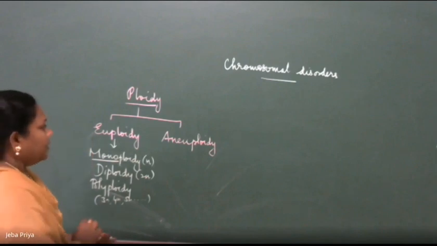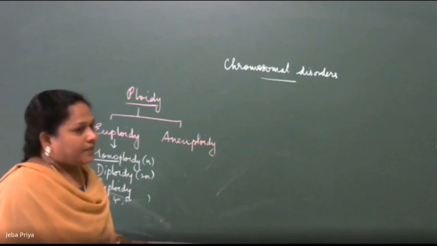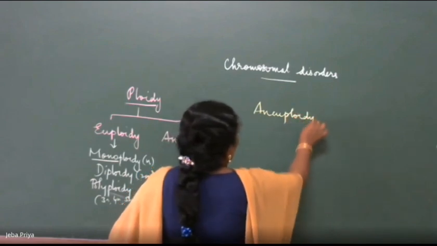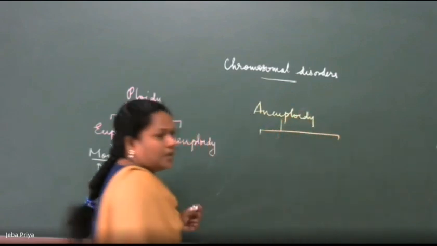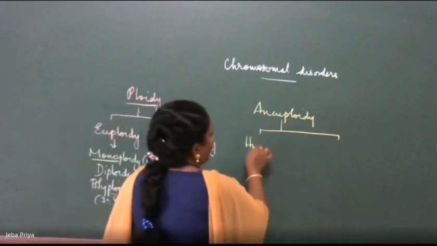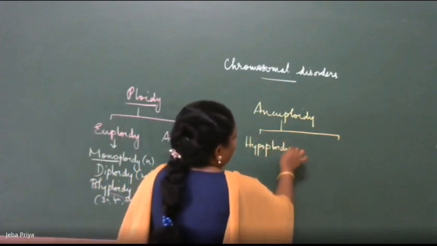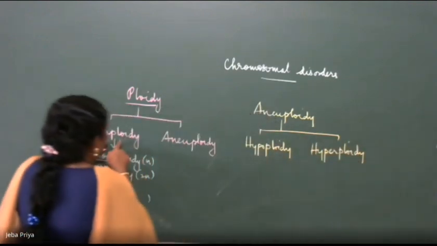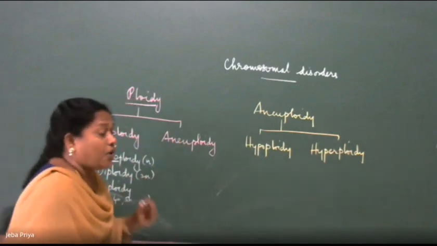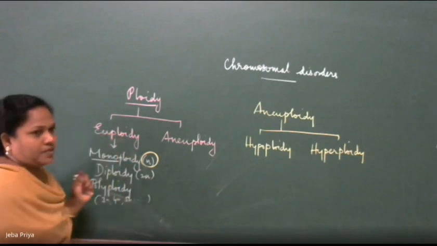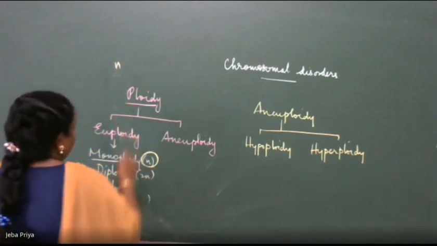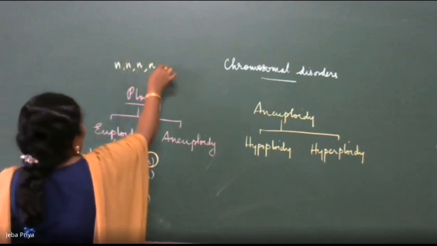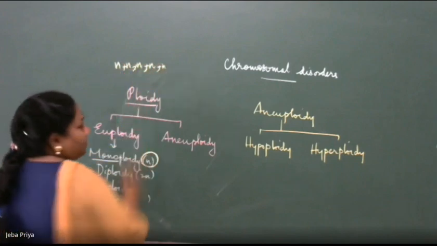And next, when you talk about aneuploidy, what is this aneuploidy? Under aneuploidy you have two divisions: one is called hypoploidy, and the other is called hyperploidy. The difference between euploidy and aneuploidy is that euploidy is always mentioned in terms of n number of chromosomes. So monoploidy is n, diploidy is 2n, triploidy 3n, tetraploidy 4n, so it goes on like this, n number of chromosomes.